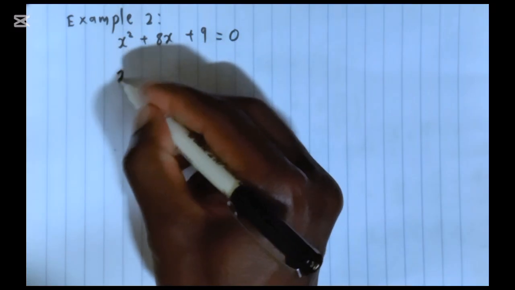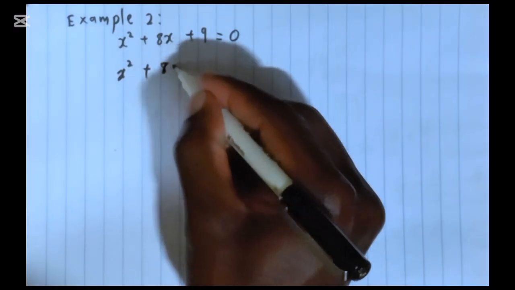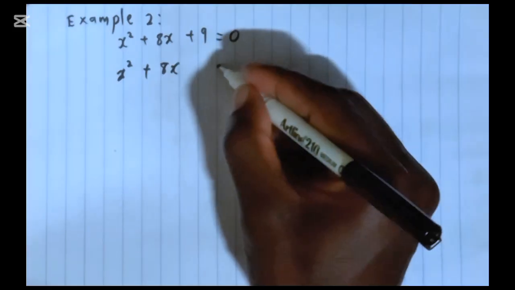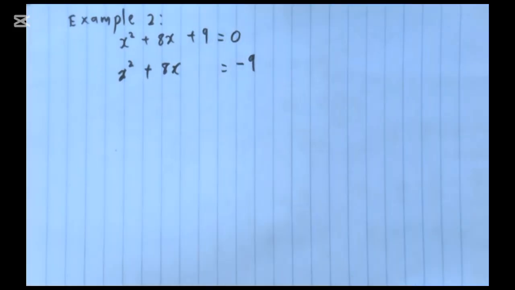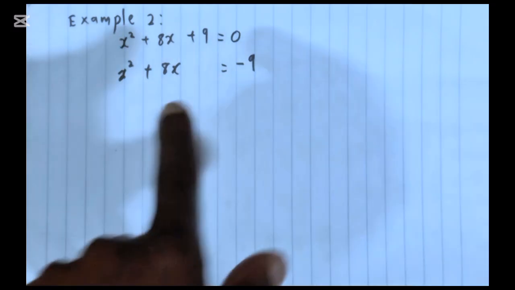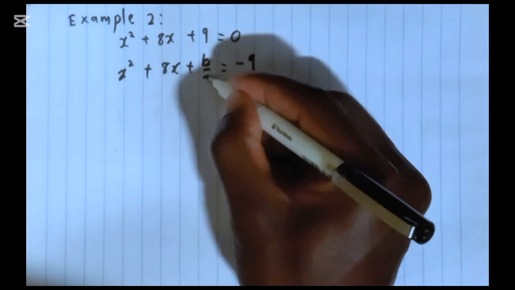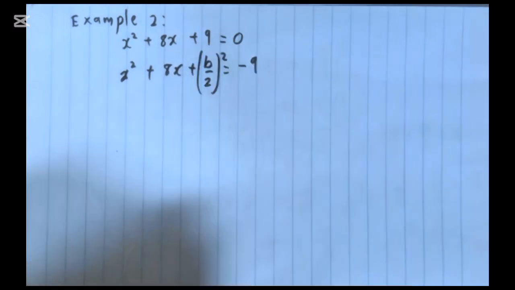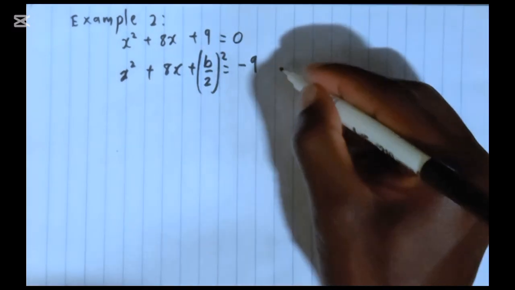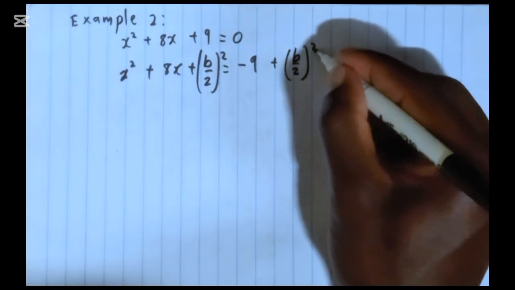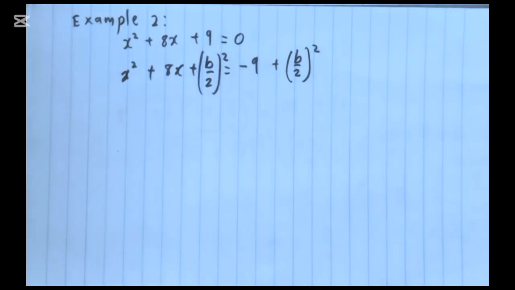So we're going to have x squared plus 8x, and then we take 9 to the right hand side, which gives us negative 9. Then, to make the left hand side expression a perfect square, we add b all over 2 squared to the left hand side, and whatever we do to the left hand side we do to the right hand side. So we'll also have b all over 2 squared on the right hand side.